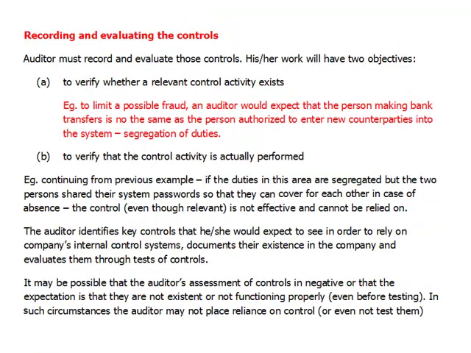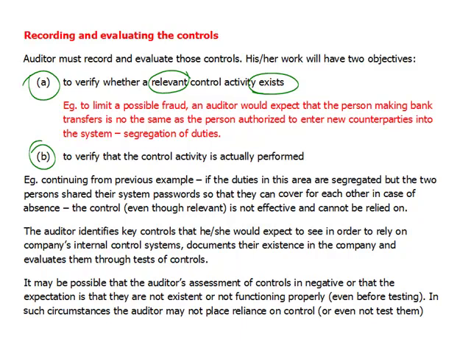Now, the last thing to say about testing of controls is the objective of those. On page 22, you can see these two critical objectives. The auditor needs to verify that a control activity exists and that it is relevant. Right? There may be control activities which are not relevant to financial reporting, and the auditor does not need to care about them.